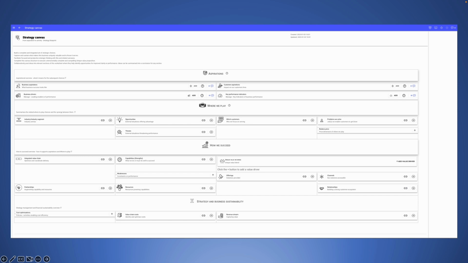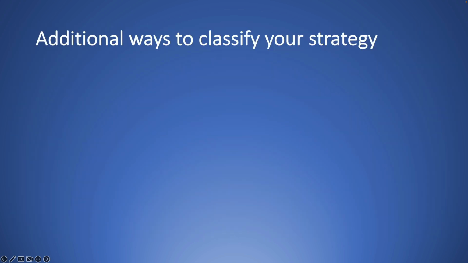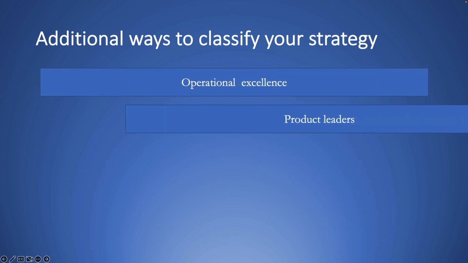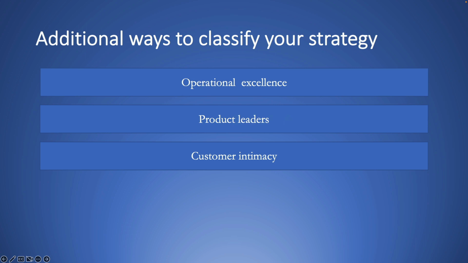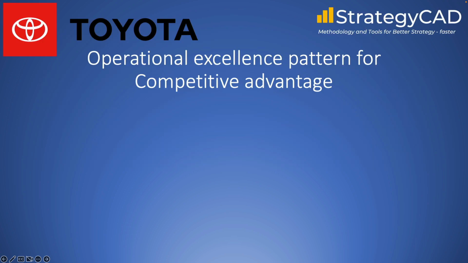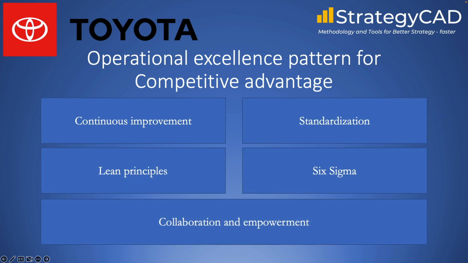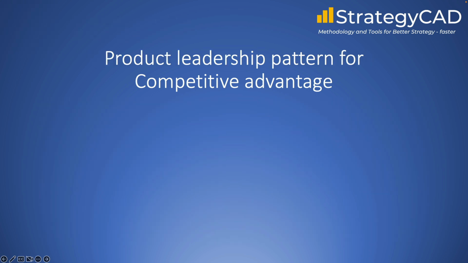Finally, there are some other ways to classify your strategy. These augment the cost leadership and the differentiation strategy patterns. There are 3 of them. There's operational excellence, product leadership, and customer intimacy. Toyota is a famous example of operational excellence. Operational excellence is usually associated with being a cost leader when aiming for competitive advantage. Operational excellence is a strategic approach that focuses on continually improving the efficiency and effectiveness of an organization's operations in order to deliver high-quality products or services at the lowest possible cost.